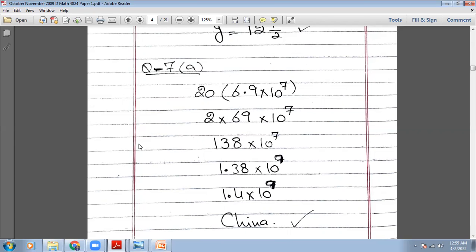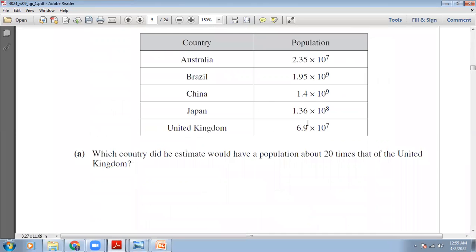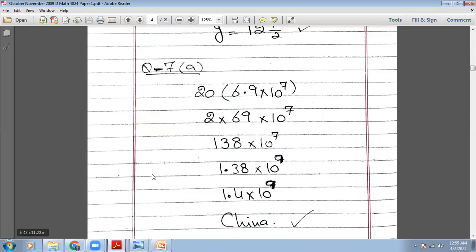So you will have 1.38 x 10 to the power 9. If you round it off, it will be 1.4 x 10 to the power 9. And if you look at the table, 1.4 x 10 to the power 9 is the population of China. So in our answer, we will write China. So that's question number 7, A part.